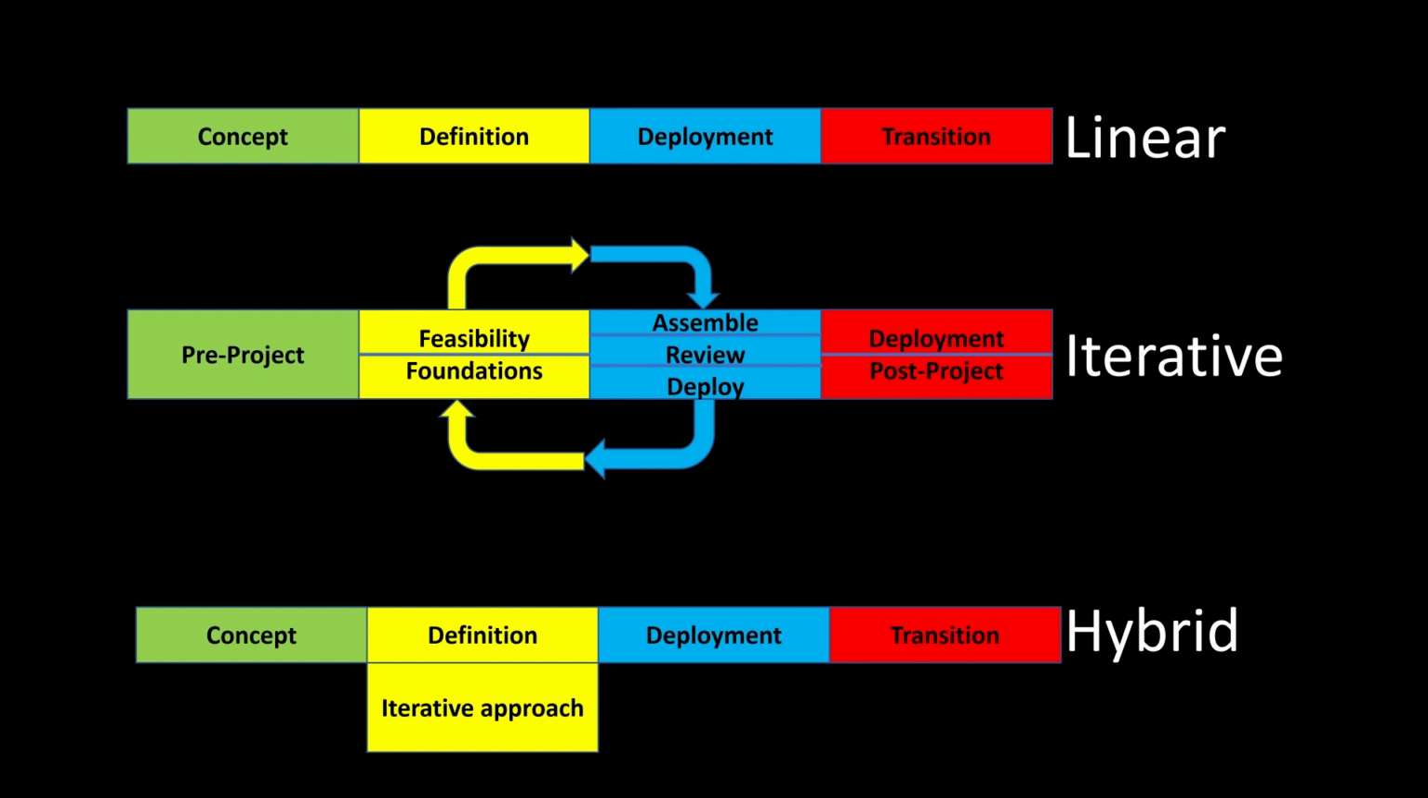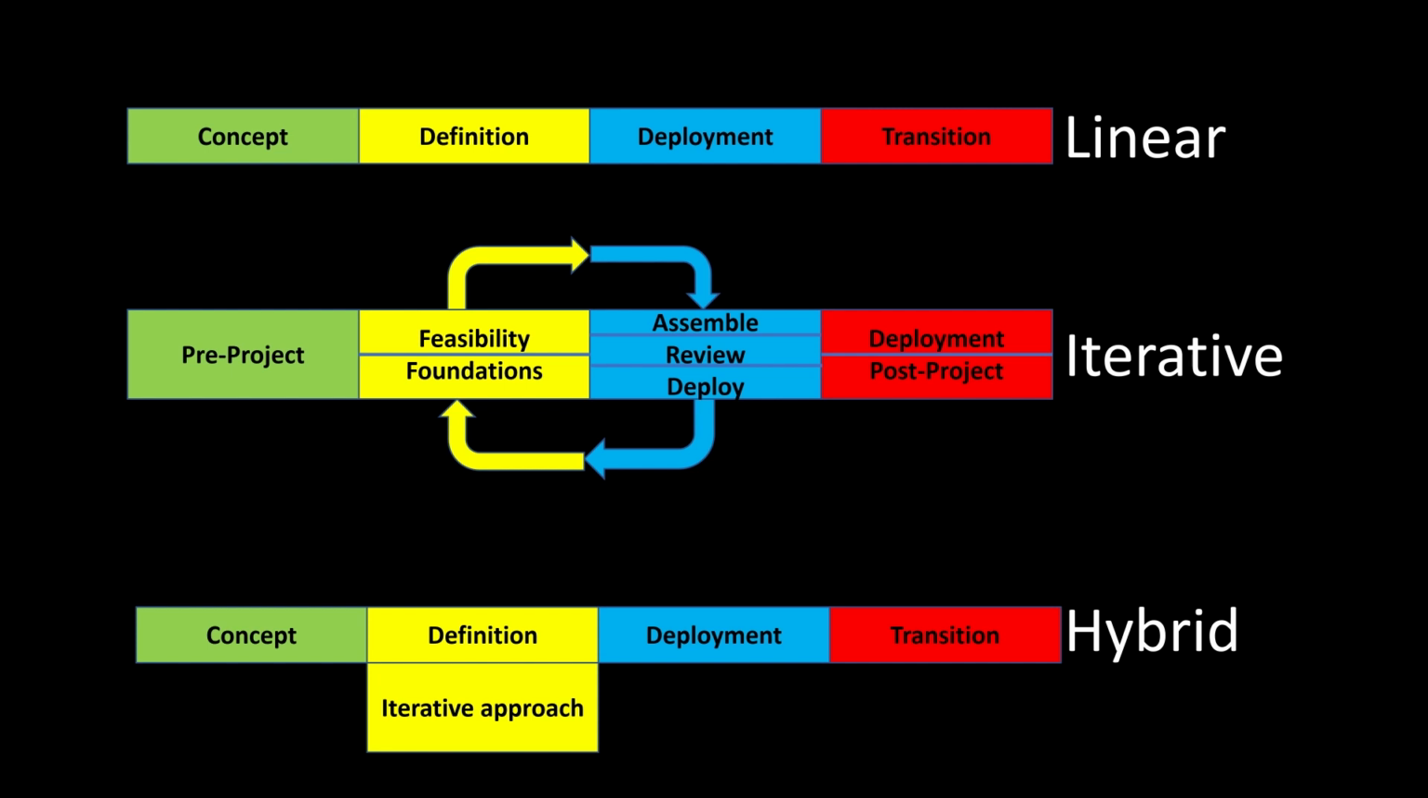So first of all, in a linear life cycle, we can see there are four main steps: a concept, definition, deployment, and transition. Within an iterative, we have a pre-project, feasibility, foundations, assemble, review, deploy, and post-project. Now you'll notice that I have kept the colors the same here just to represent the fact that we're doing very similar types of activity in these different life cycles, even if we're doing it in a slightly different way.